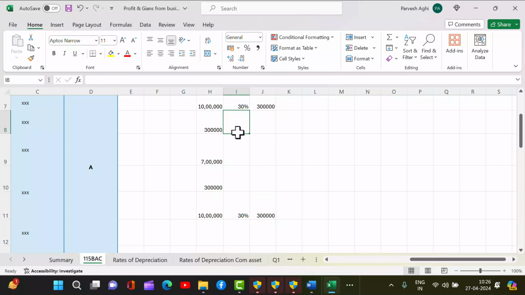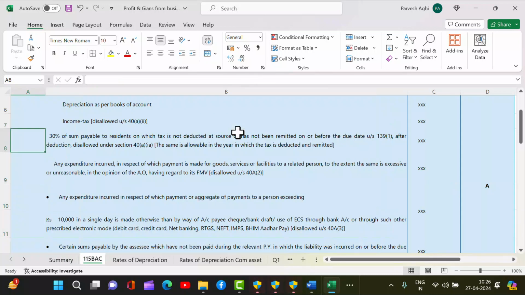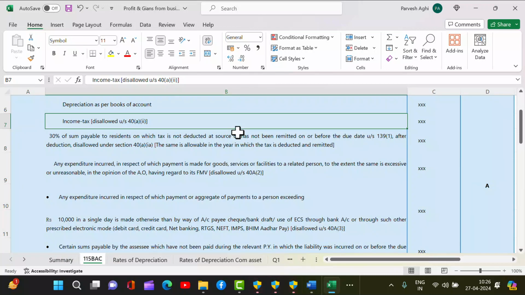Suppose by mistake they have calculated 25% tax. They are going to first add this back, and then, after calculating the profit after tax, recalculate the profit and pay 3 lakh rupees as tax. I hope you have understood. So first you have to add back the income tax, disallow it, and calculate as per the rules.